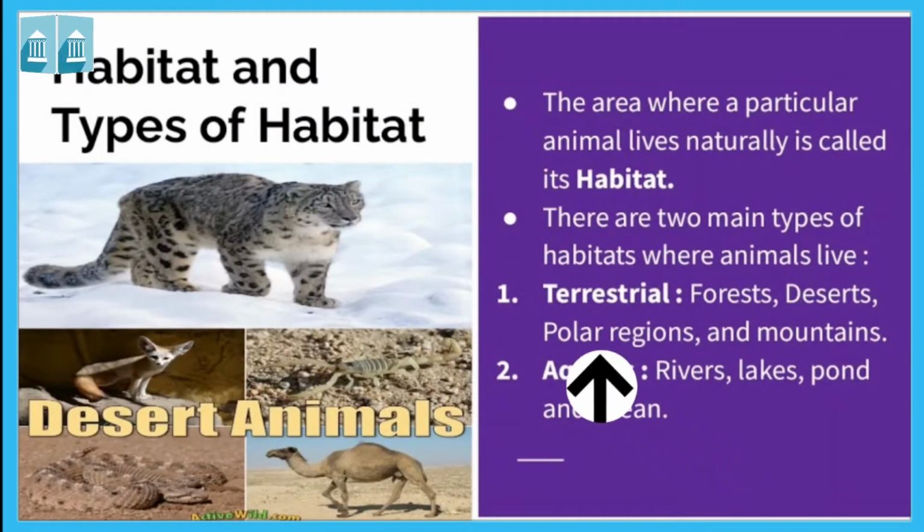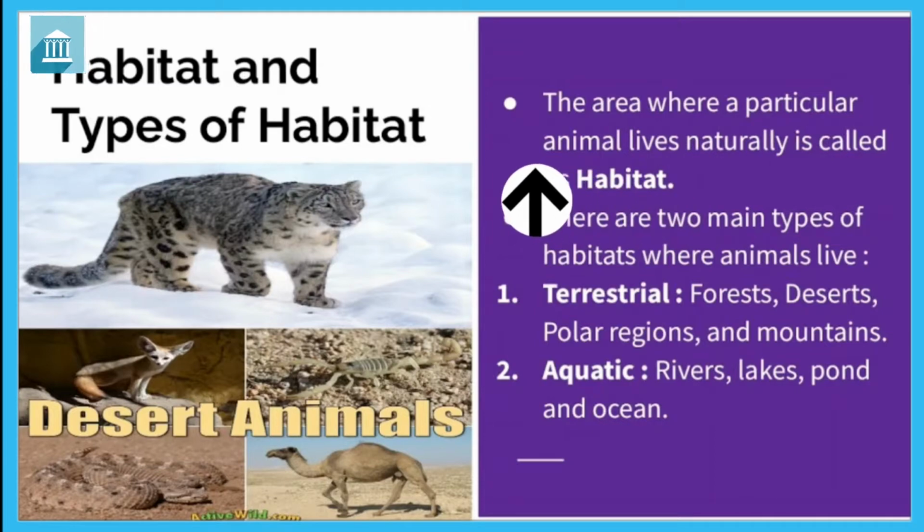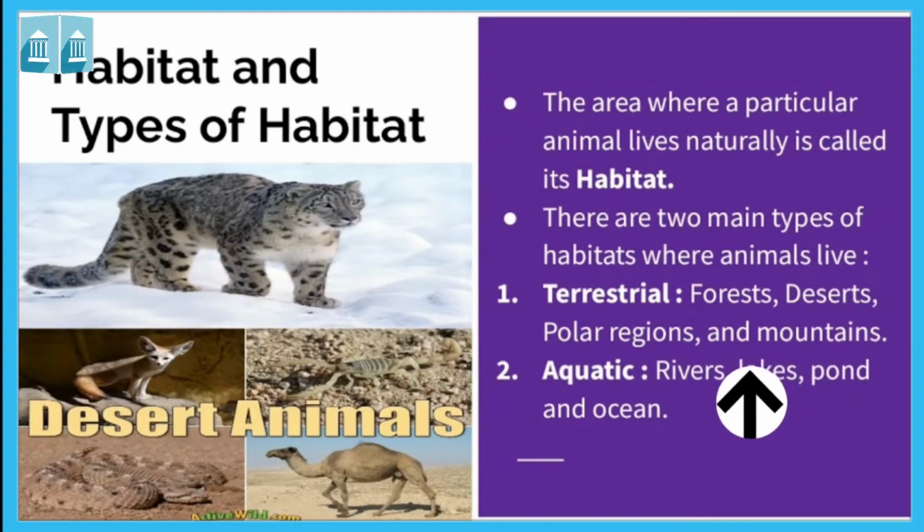Okay, the first topic is habitat and types of habitat. The area where a particular animal lives naturally is called its habitat. There are two main types of habitats where animals live. First, terrestrial, in which forests, deserts, polar regions and mountains. Second, aquatic, rivers, lakes, pond and ocean.